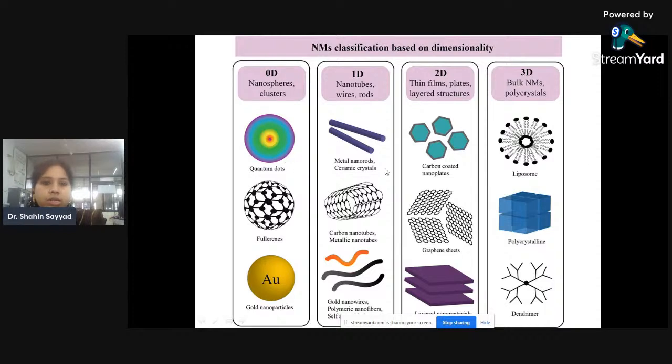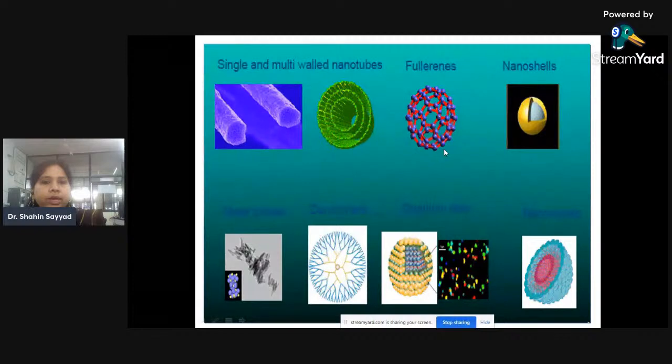So all of these shapes are different because of the change in dimension. We can classify the nanomaterials on the basis of their morphology or the appearance. It can be single or multiple nanotubes. They can be called fullerene if they have this type of shape. They can be called a nanoshell if you have two different metals, one inside a sphere and another covering it like an egg-like shell. So we can call them a nanoshell material.